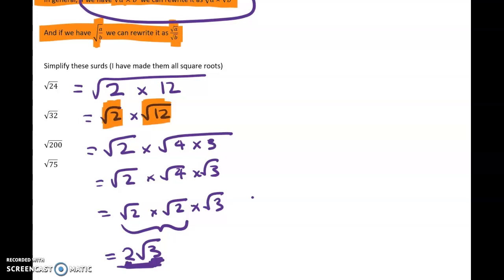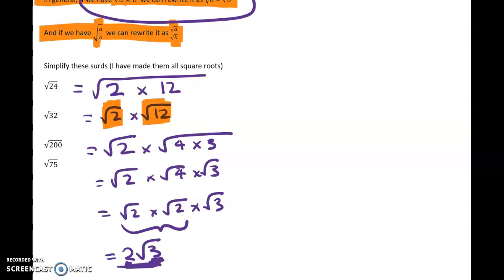So you'll notice here that I didn't write 2 times root 3. I dropped out that times sign. And if you're watching this, you may well have done some basic algebra, and you'll know that we don't need a multiplication sign when we're doing multiplication with algebra, and we don't with surds either.